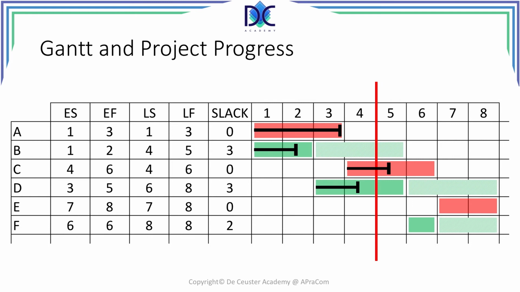Activity C, very important, a critical path activity. We see that it already advanced more than what we expected for this moment. And activity D, again, is late. So using the Gantt to monitor progress, we have an idea how our project is advancing schedule-wise.